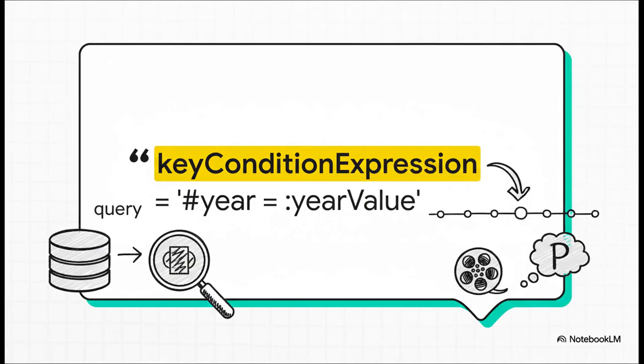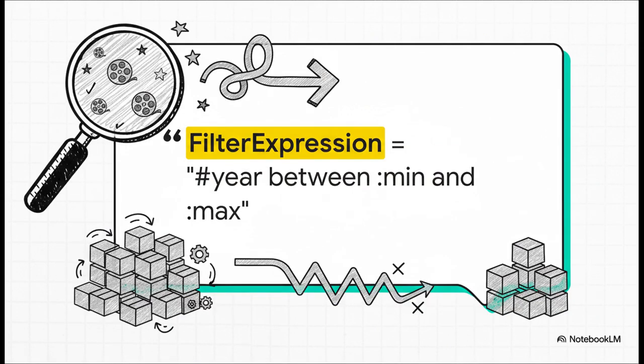So here's what a query looks like. Don't worry about all the syntax. Just focus on that key condition expression. That's where the magic happens. We're basically saying, hey, DynamoDB, go to the 1994 drawer and give me everything inside. And because the database is physically organized that way, it's ridiculously fast. We can even get fancier and say, and only give me the movies in that drawer whose titles start with the letter P.